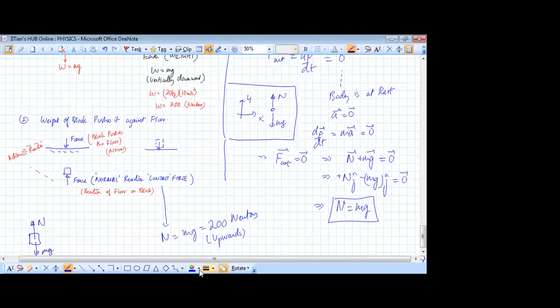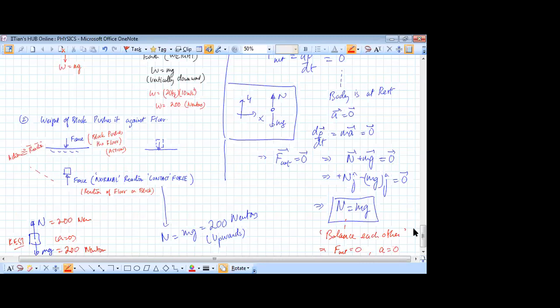Now mg's magnitude is 200 newtons. And normal reaction's magnitude is also 200 newtons. So they are cancelling each other. So your net force is becoming how much? Zero. So acceleration of the body is zero. It is at rest. So that is the final conclusion of Newton's second law. The two forces, normal reaction and mg, balance each other. So your net force is zero. The acceleration of the body is zero.